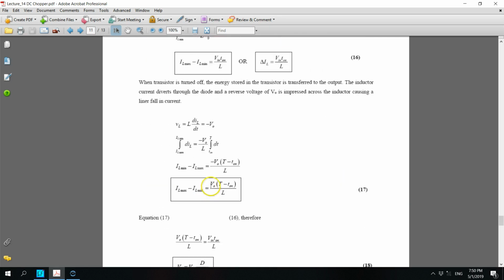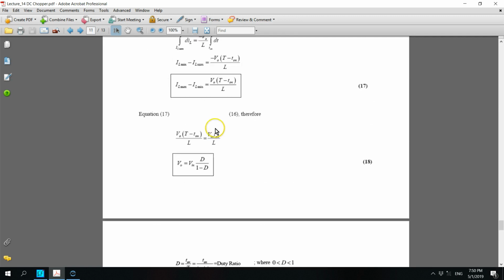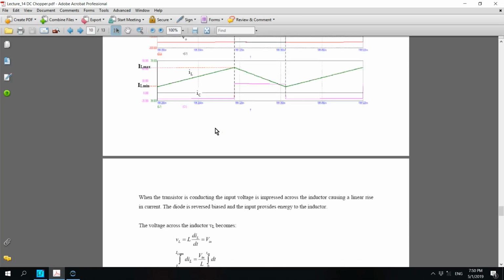Therefore, this will be useful with the auxiliary equations Vin Iin, whereby we assume that it's a lossless circuit. Vin Iin equals Vout Iout, and therefore we have I naught divided by Iin equals (1 minus D) divided by D. So we're going to use this equation when we discuss the boundary between continuous and discontinuous current operation. Alright, this is straightforward, don't worry. One more thing about the inductor current.